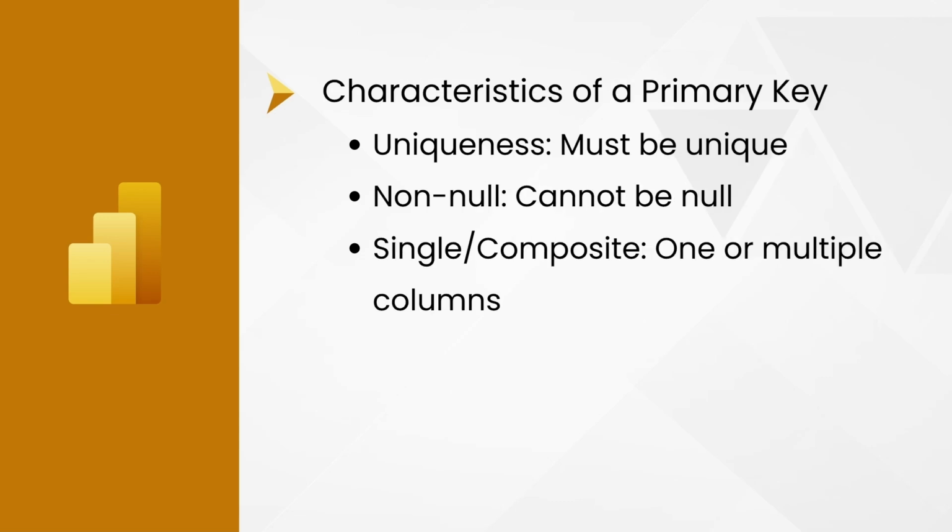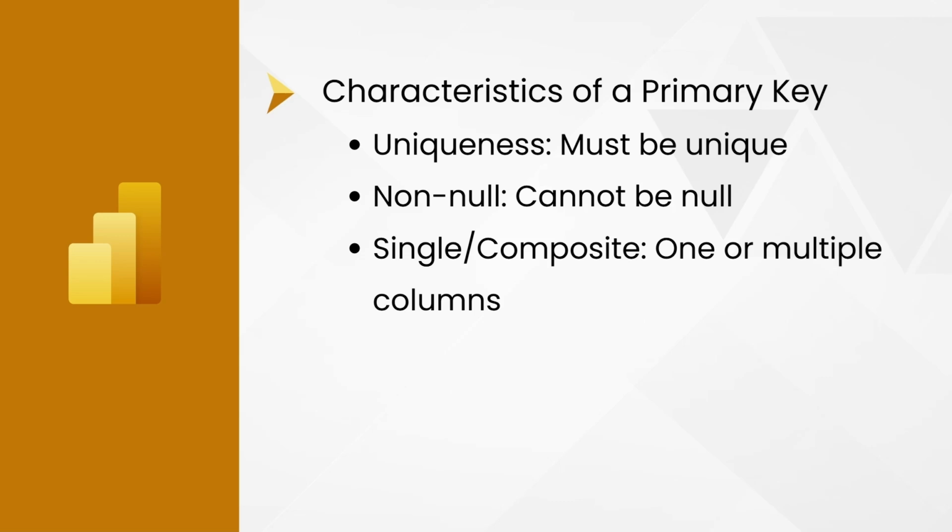Let's see some key characteristics of a primary key. Uniqueness. Each value in the primary key column must be unique. This means that no two rows will have the same primary key value. Non-null. A primary key cannot contain null values because each record needs an identifier. Single or composite. A primary key can be a single column or a combination of columns as long as the combination creates a unique identifier for each row.